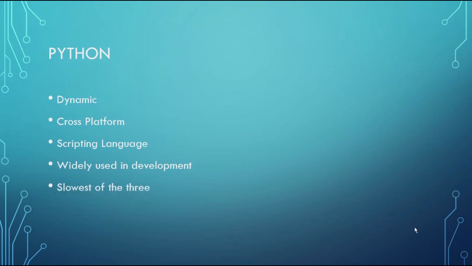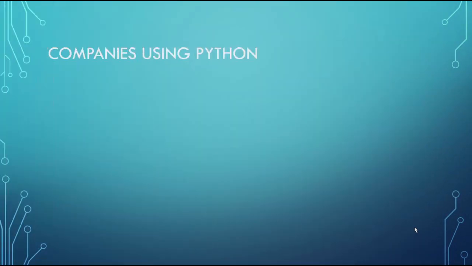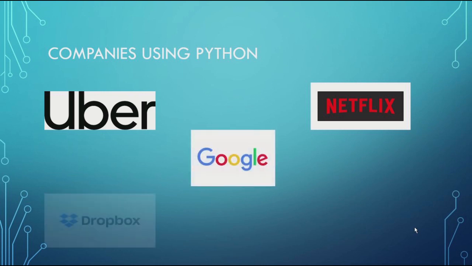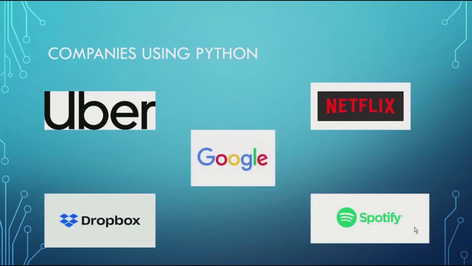Slowest of the three. The main reason Python is slowest is that it is dynamic. It means that everything in Python is decided at runtime, which requires time and slows the execution speed of Python. But it is relatively faster than other dynamic programming languages. So now let's see which companies use Python. At first we have Uber, Netflix, Google, Dropbox, and Spotify.